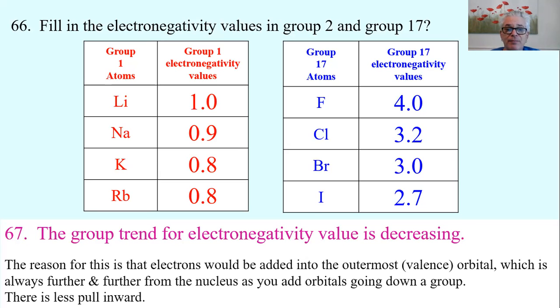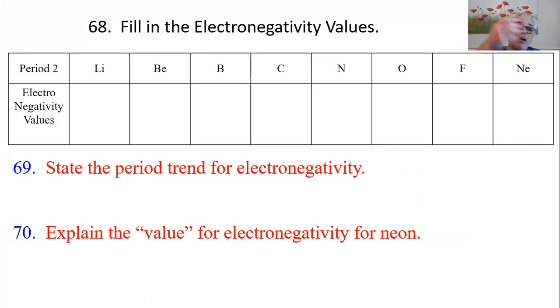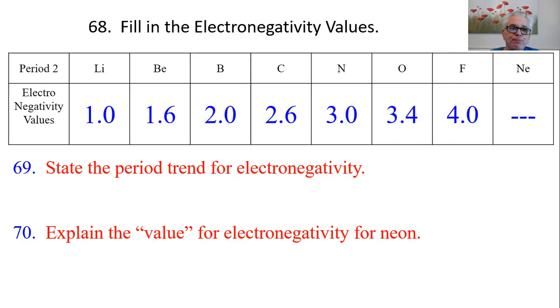Sorry about that. Now, what about going across? Here is period 2, lithium right across to neon. We're going to write all the numbers in right now. Write them in. All right, look at these numbers. Here's where they are. 1.0, 1.6, 2.0, 2.6, 3.0, 3.4, 4.0, dash.